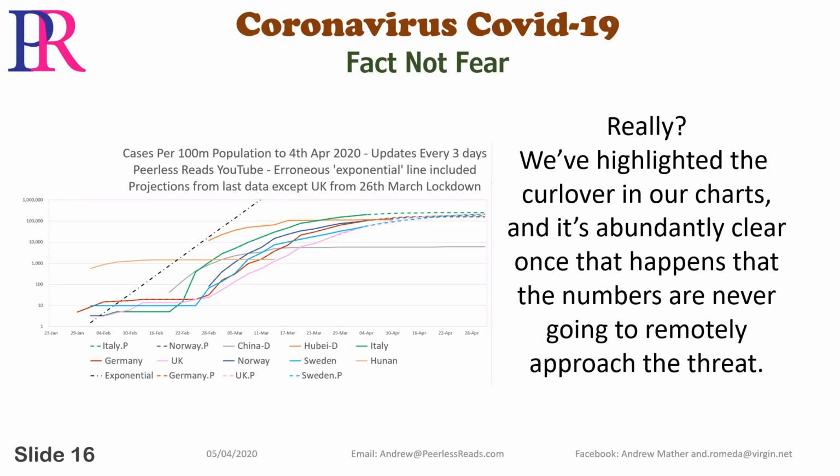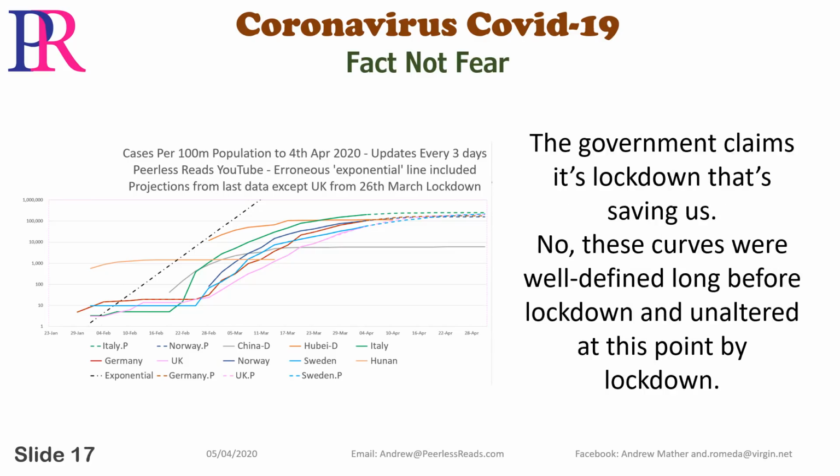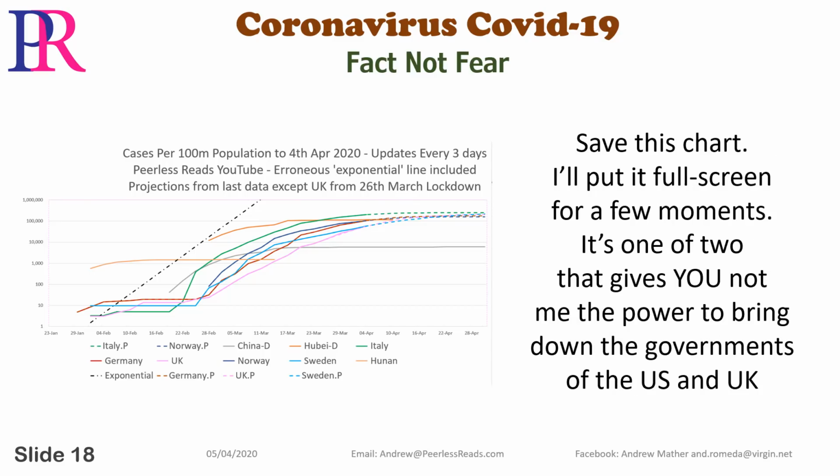Really? We've highlighted the curl-over in our charts, and it's abundantly clear once that happens that the numbers are never going to remotely approach the threat. The government claims it's lockdown that's saving us. No, these curves were well defined long before lockdown and unaltered at this point by lockdown. Save this chart. I'll put it full screen for a few moments. It's one of two that gives you, not me, the power to bring down the governments of the US and UK.